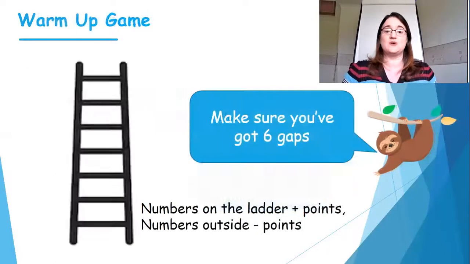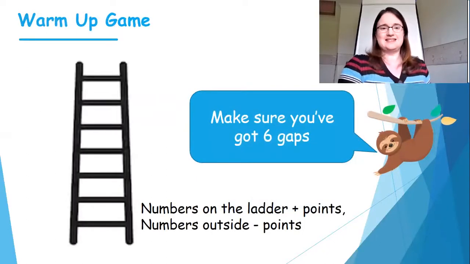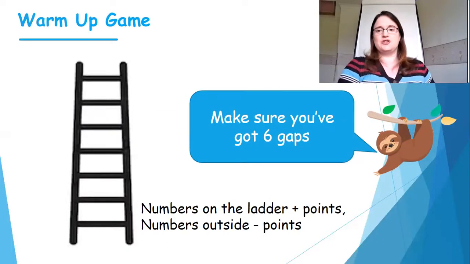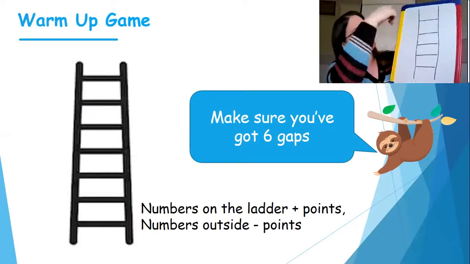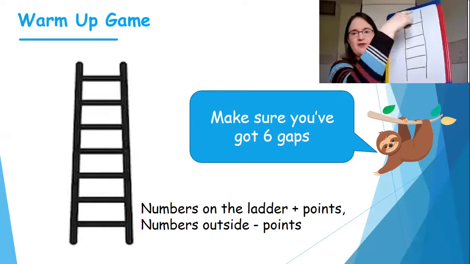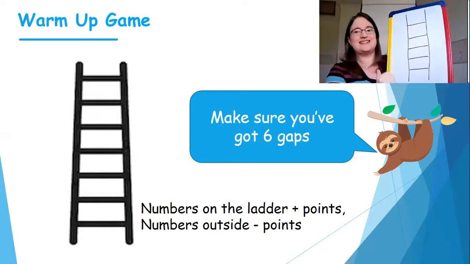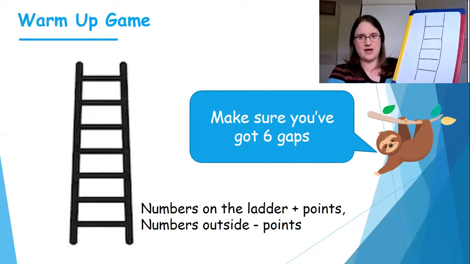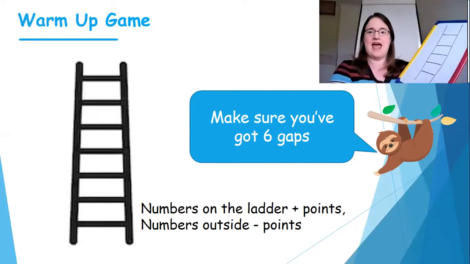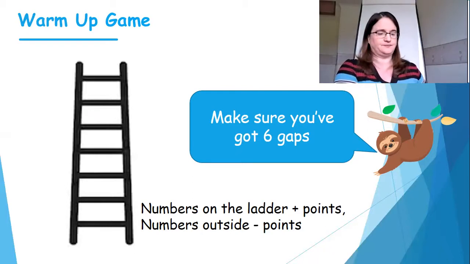So we are coming back to a game we've played before, and it's the game with the ladder. So you need to draw yourself a ladder. So 2 vertical lines with 5 horizontal lines. So you've got 1, 2, 3, 4, 5, 6 sections. Can you draw that for me? And once you've done it, come back.